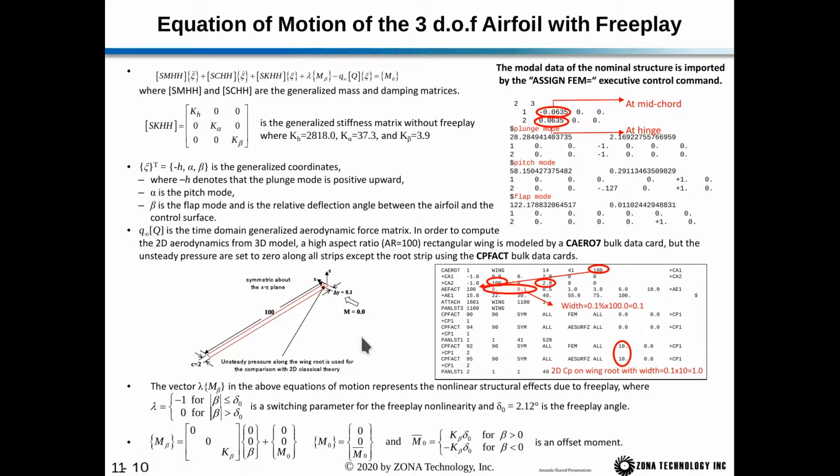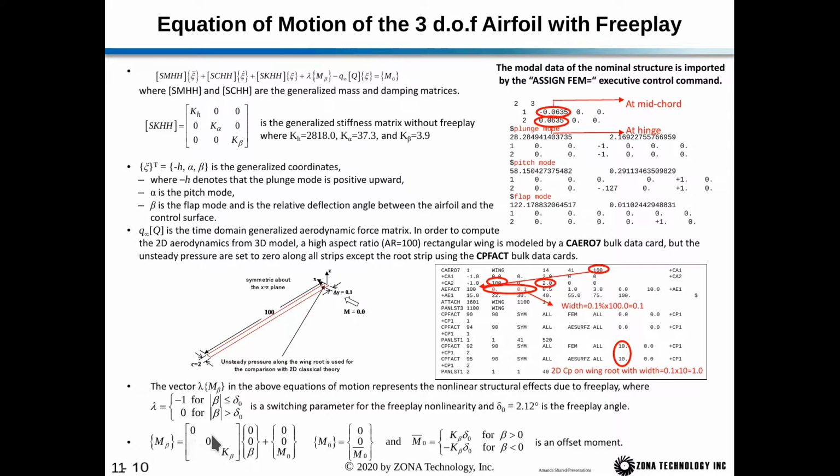Now the vector lambda times m beta, that's right here in the equation, represents the nonlinear structural effects due to Freeplay. So lambda is equal to -1 when beta is inside the Freeplay region, and lambda is equal to 0 when beta is outside the Freeplay region. So this is a switching parameter for the Freeplay nonlinearity.